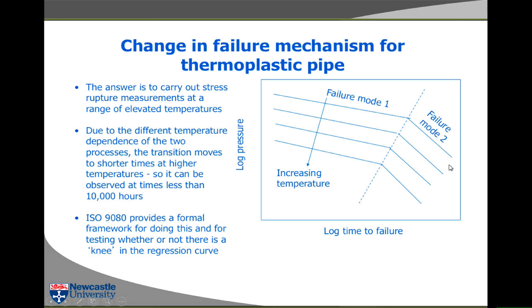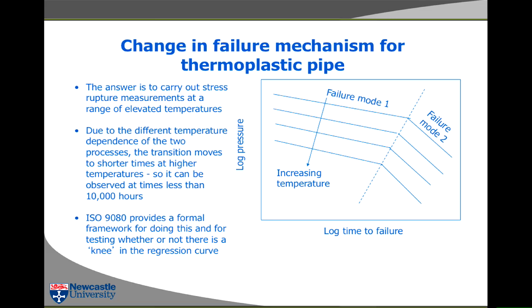But you see, the other thing that happens is the second failure mode, the transition point. You see you have a knee in the curve. The transition point in this curve moves to shorter and shorter times. And eventually, if you test at a sufficiently high temperature, you can get this transition to occur in a lot less than 10,000 hours. So you can tell whether this is going to happen or not. And that's what they did.